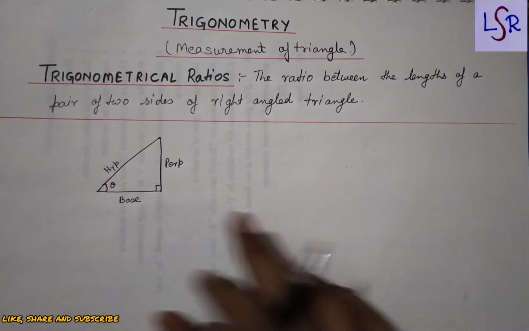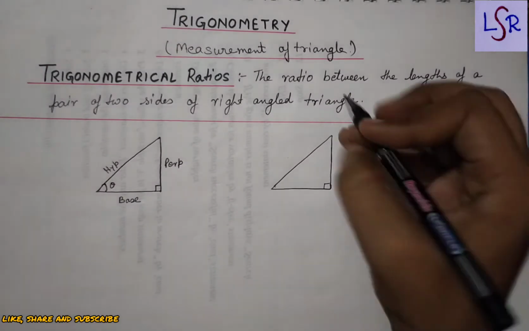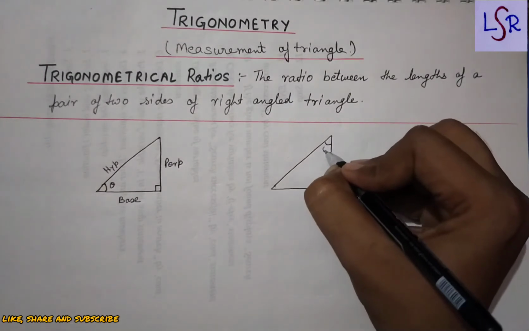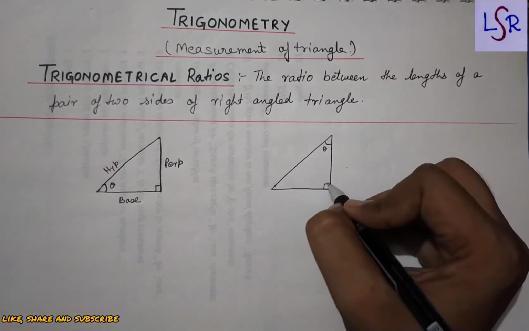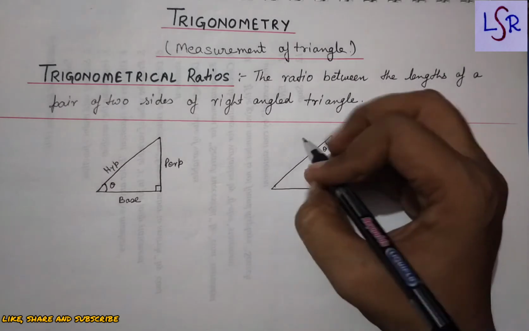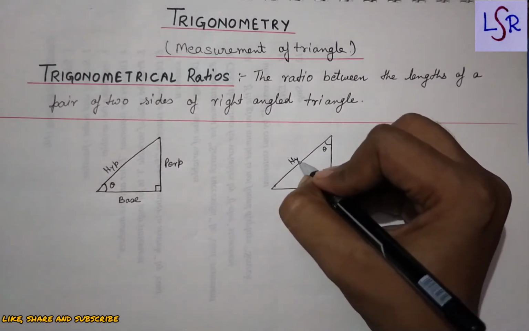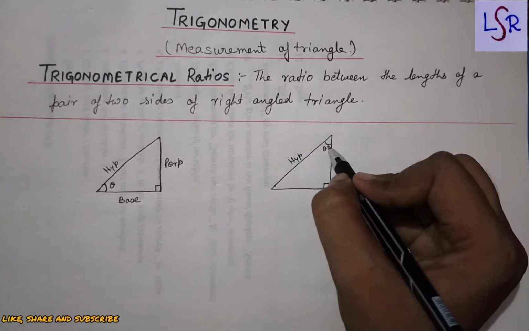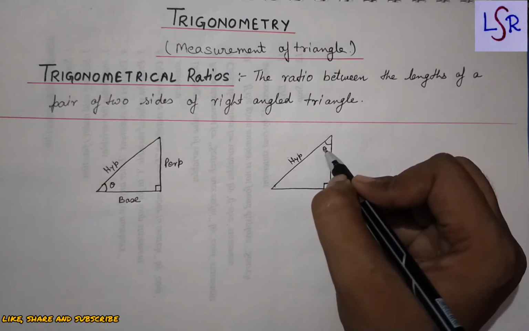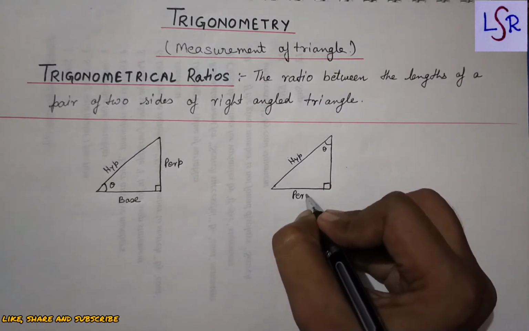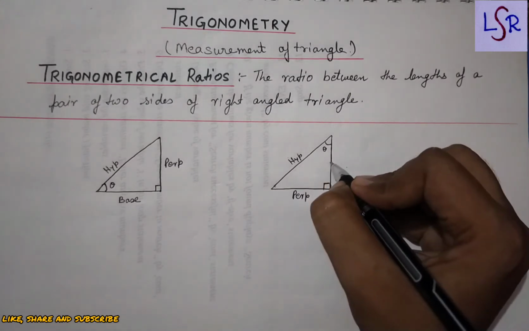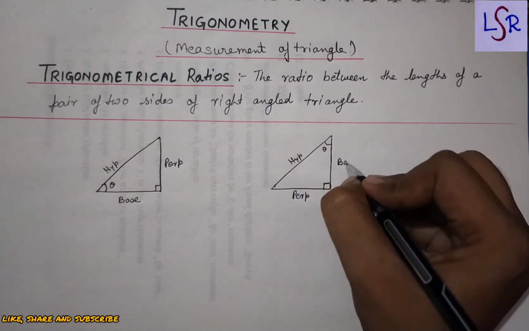Now if we take the triangle with theta over here, in that case this side opposite to the 90 degree will be hypotenuse only. The side opposite to this angle will be perpendicular, and the side beside this will be base.